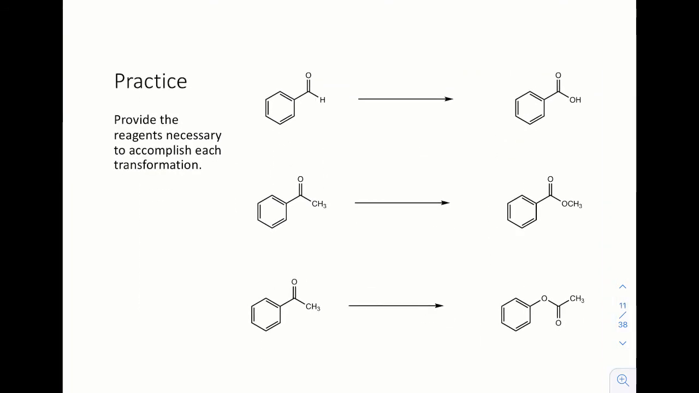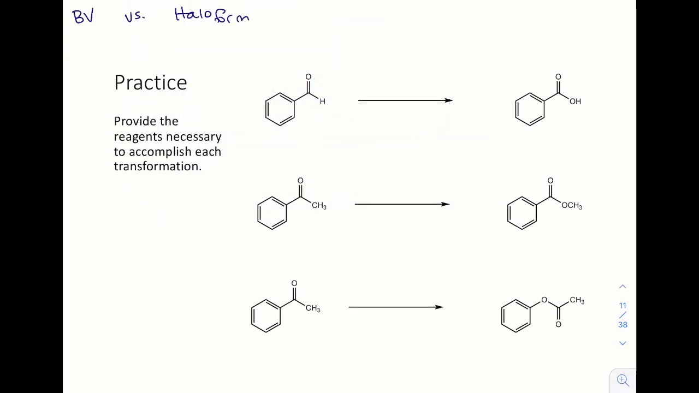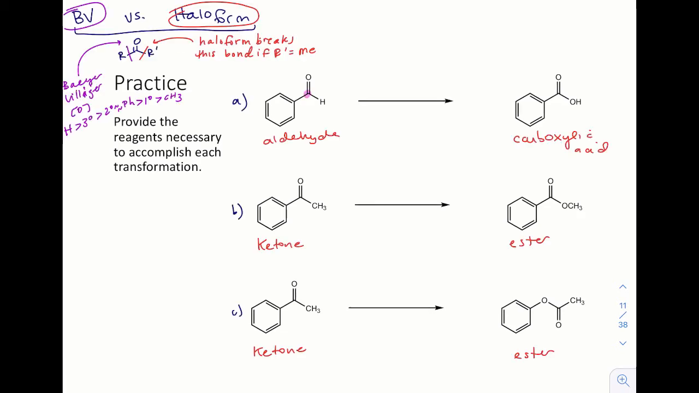So this slide is really about Baeyer-Villiger versus Haloform. So choose the appropriate sets of conditions for each of these transformations. In problem A, we can see that an aldehyde is oxidized to a carboxylic acid. 2 bonds between the carbonyl carbon and oxygen in the aldehyde, 3 bonds between the carbonyl carbon and oxygen in the carboxylic acid. It appears that this bond between carbon and hydrogen is broken. Now there are several ways that we can accomplish this transformation. We can use Baeyer-Villiger conditions, treating with a per acid, such as MCPBA.